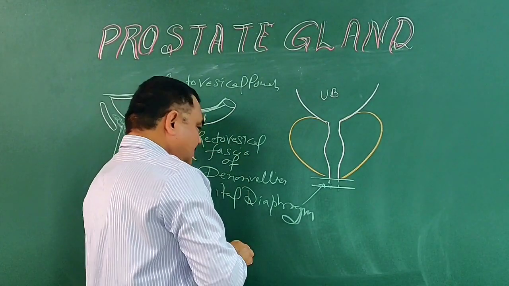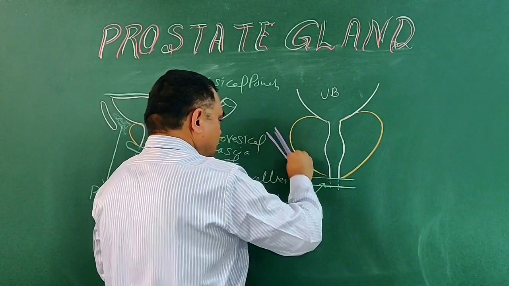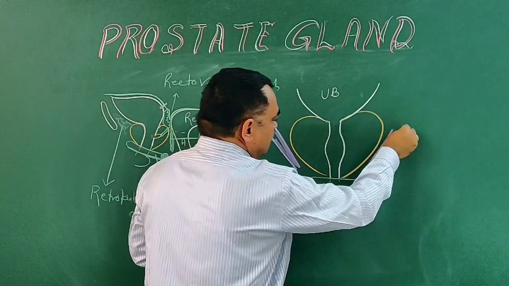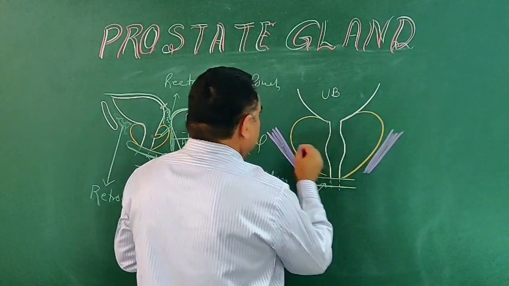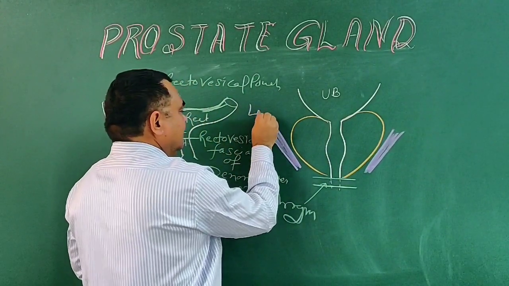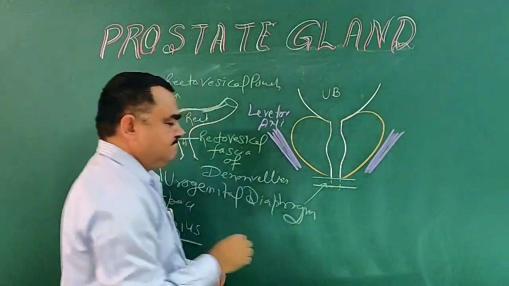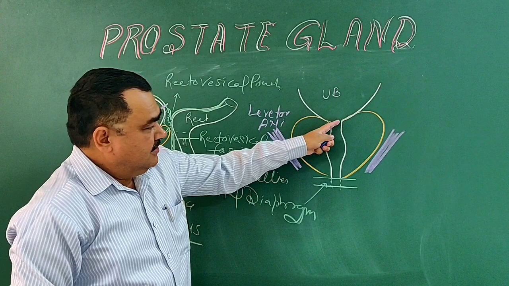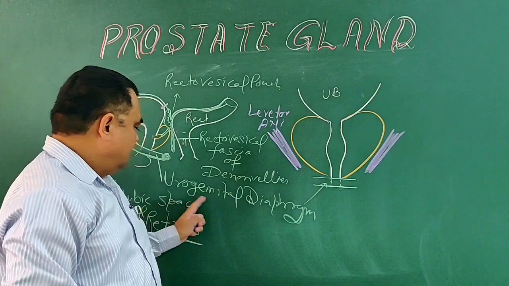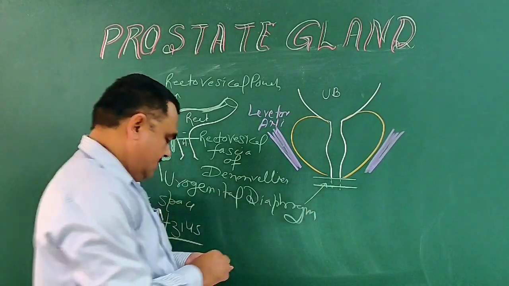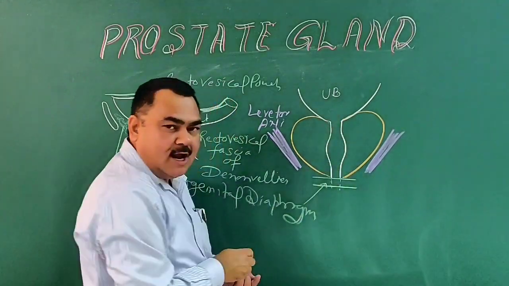And lateral to this, here lies the levator ani muscle. This is the levator ani muscle. Here, this is the neck of the urinary bladder. Here is the urogenital diaphragm. And this is the prostate. This part is the prostatic urethra.